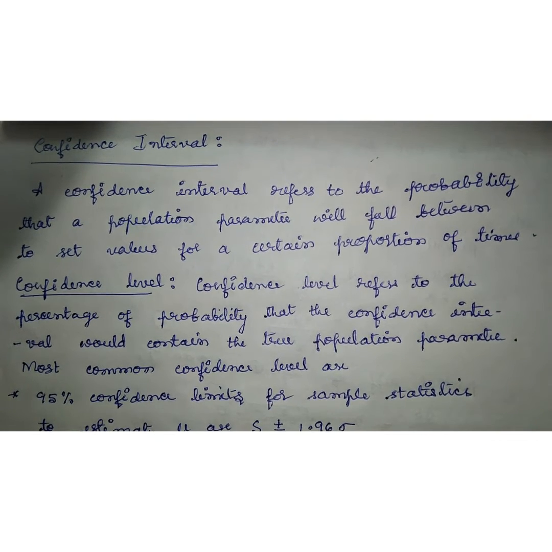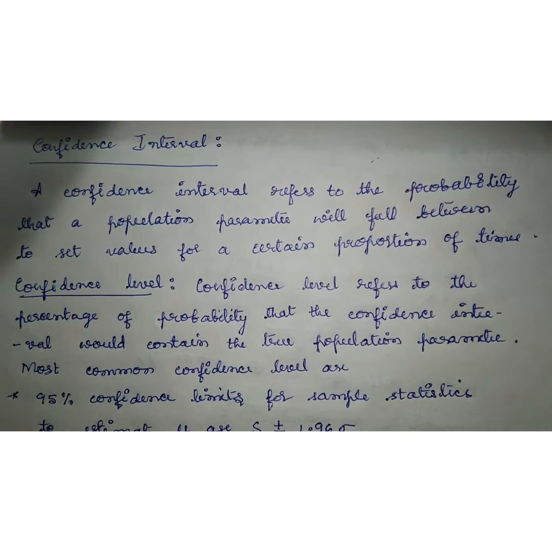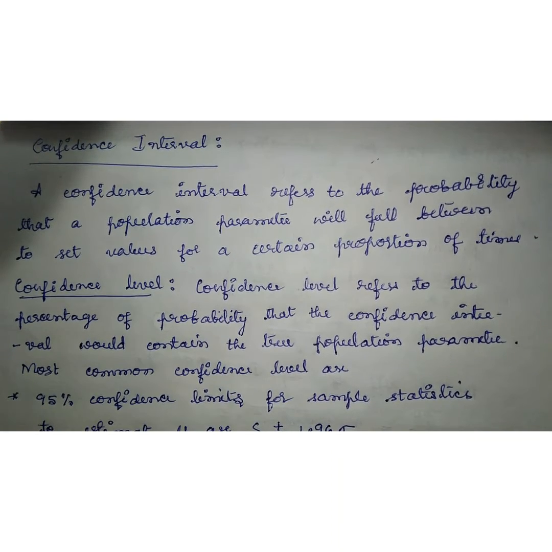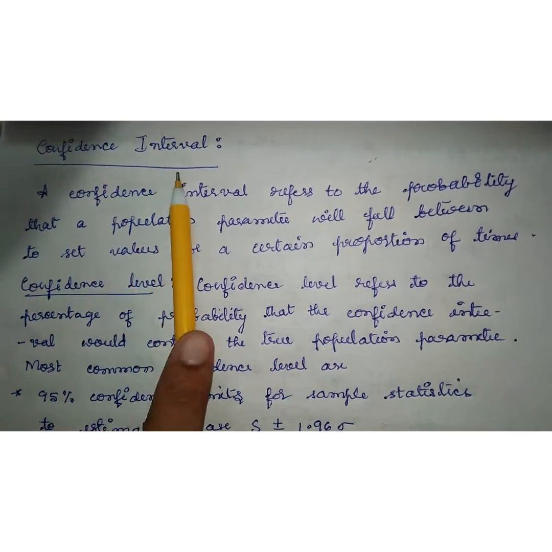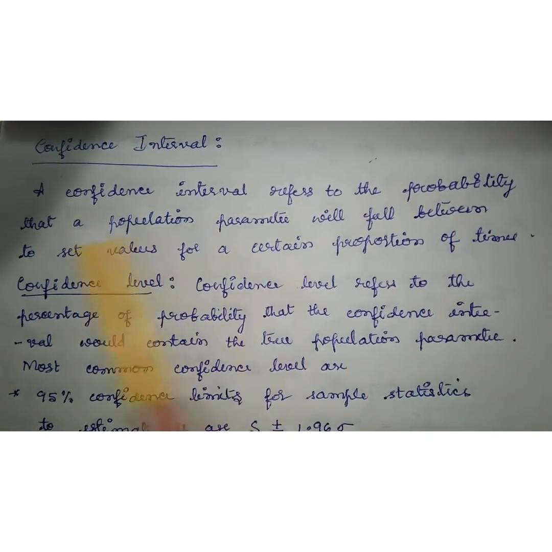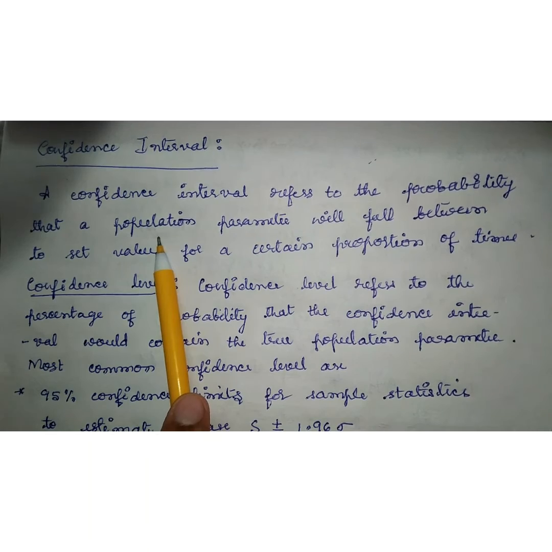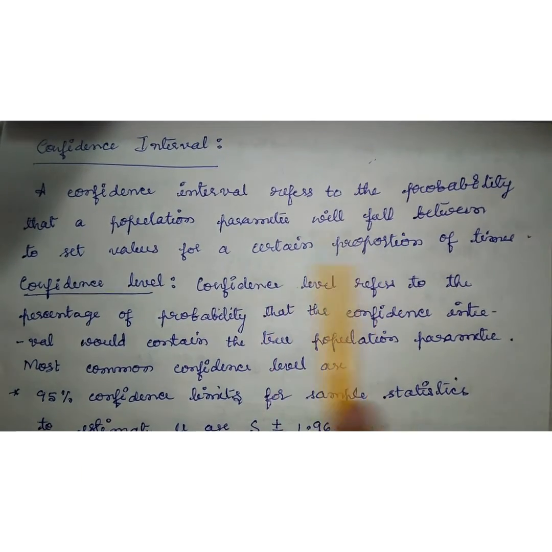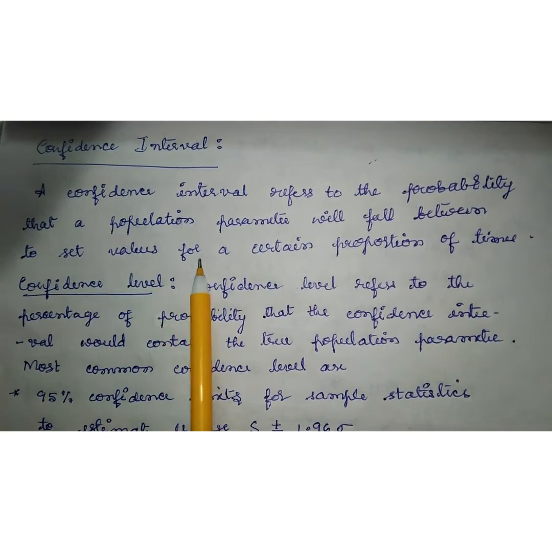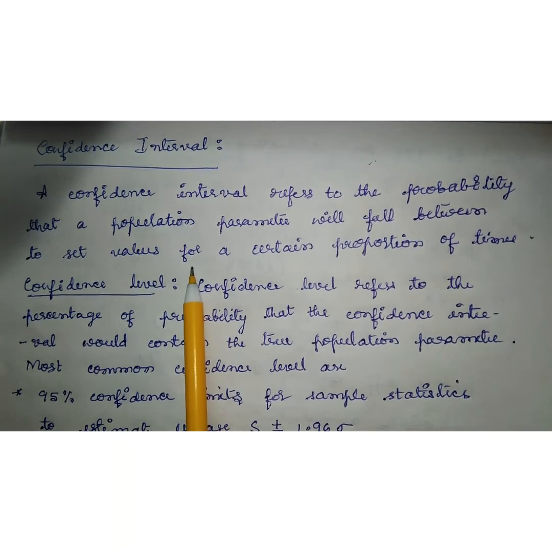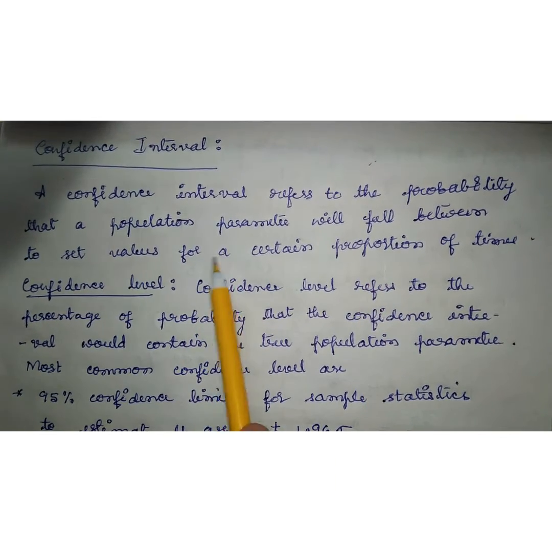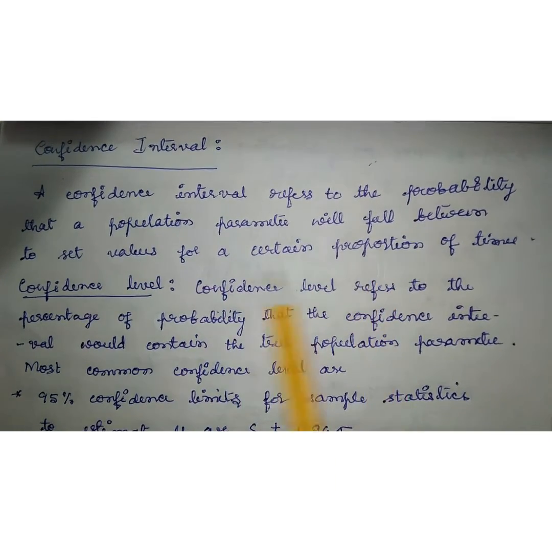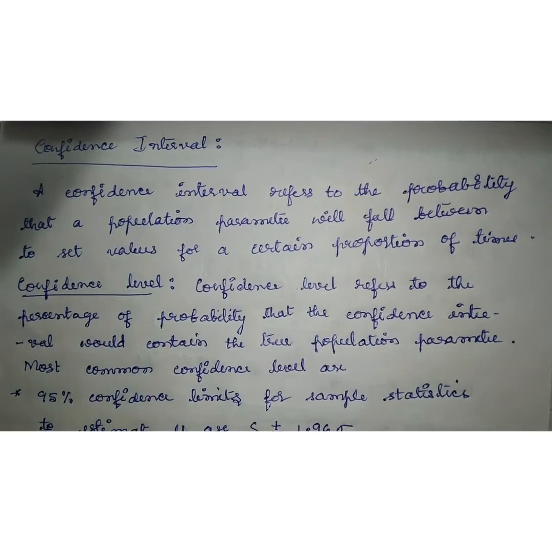Hi friends, today we'll be discussing confidence interval and confidence level, and a problem on the topic. So let us start with this. Confidence level refers to the probability that a population parameter will fall between two set of values for a certain proportion of times. So here we'll be just finding the confidence interval for the population parameter.